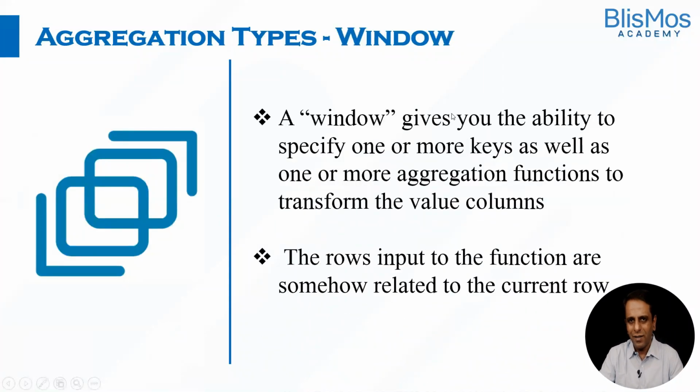Window functions are special. A window gives us the ability to specify one or more keys as well as one or more aggregation functions to transform the value columns. In group by, one row can get into only one group, but in a window function, one row can be part of multiple windows. That is the difference between the window function and the group by function. We will see that in detail when we drill down into these functions.